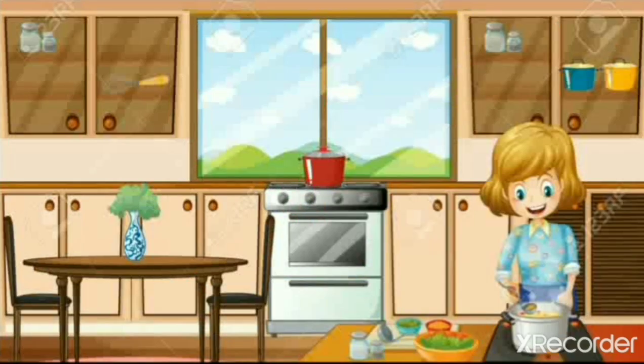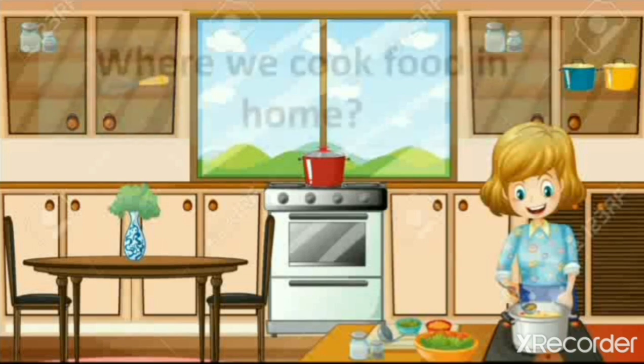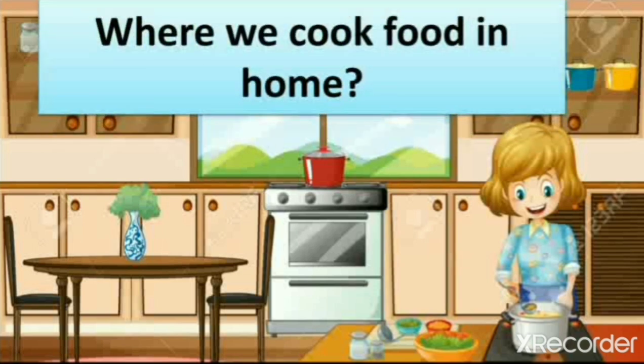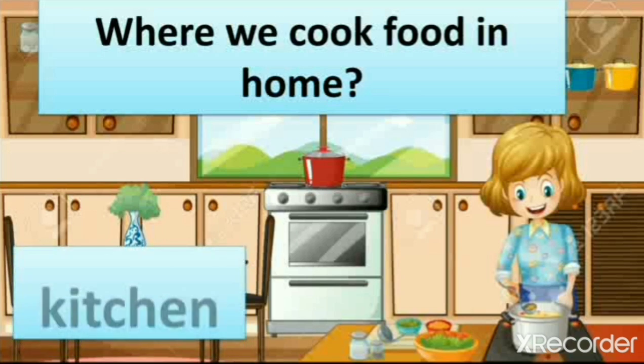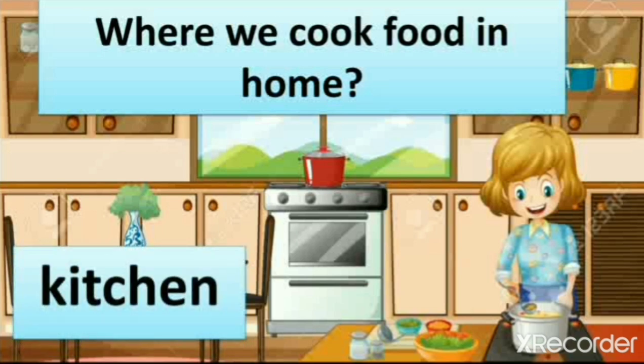So what is this picture? It shows where we cook food. In our home we cook food in the kitchen. In the picture of the kitchen, one lady is making food. Like that, the plant gets food from the leaf. So the leaf is a place where the plant cooks food. That's why the leaf is known as the kitchen of the plant.